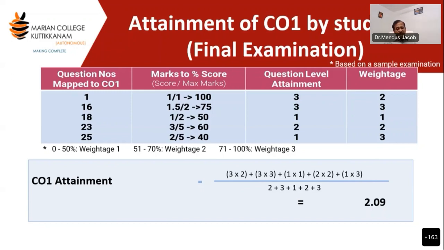Similarly, we have to calculate CO2 attainment, CO3 attainment, CO4 attainment, and CO5 attainment for one student. Then for all the students, if there are 60 students, we have to calculate for all the 60 students. So we cannot manually calculate it. We have to use any proper tool for calculating the attainment. But at least we can understand the process. This is the process.